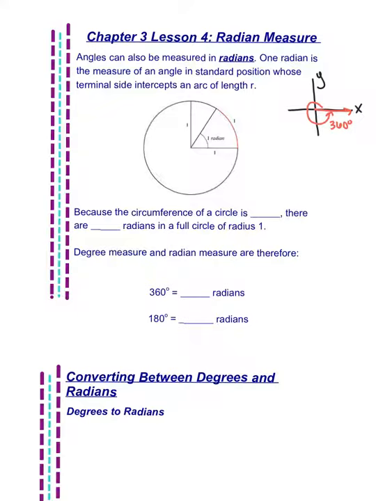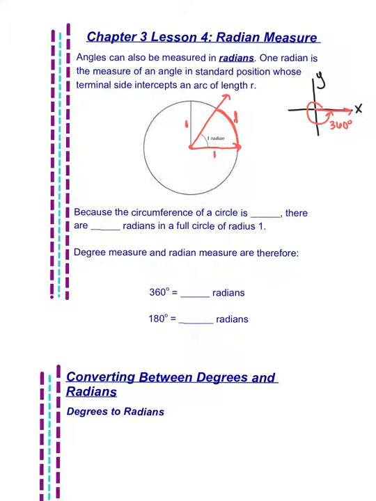So here I have a picture. 1 radian is the measure of an angle in standard position whose terminal side intercepts an arc of length r. Here is my origin, here's my initial side, and I'm letting this be 1 unit, so I'm looking at kind of a unit circle where I have a radius of length 1. If I were to measure this arc so that it is also 1 unit, here's my terminal side right here. This is said to be 1 radian.